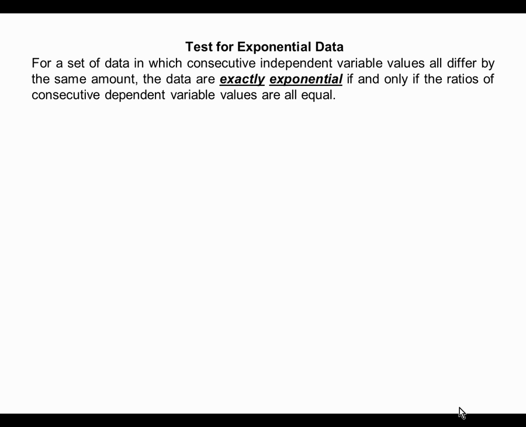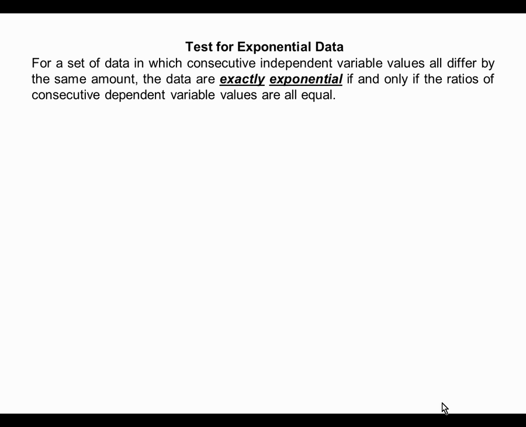So the test for exponential data. For a set of data in which consecutive independent variable values all differ by the same amount, the data are exactly exponential if and only if the ratios of consecutive dependent variable values are all equal.